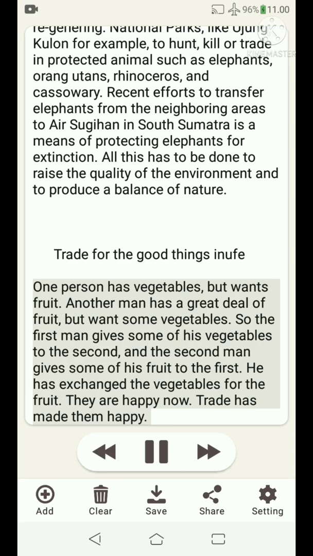Trade for the good things. One person has vegetables, but wants fruit. Another man has a great deal of fruit, but wants some vegetables. So the first man gives some of his vegetables to the second, and the second man gives some of his fruit to the first. He has exchanged the vegetables for the fruit. They are happy now. Trade has made them happy.